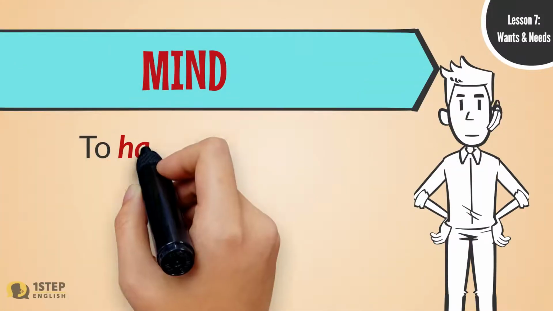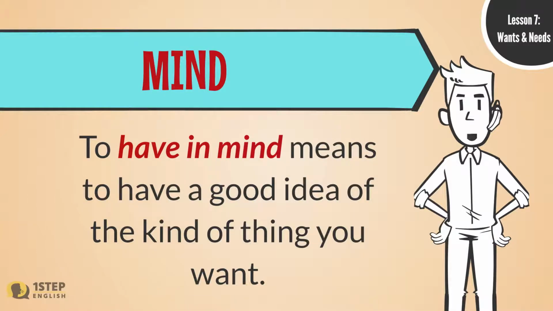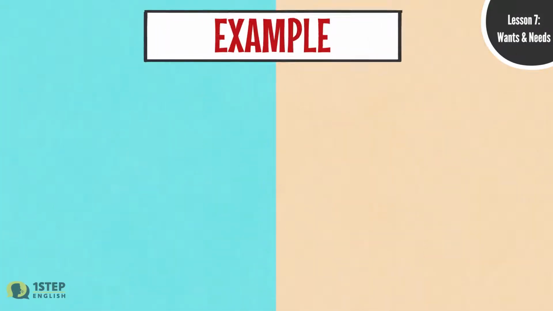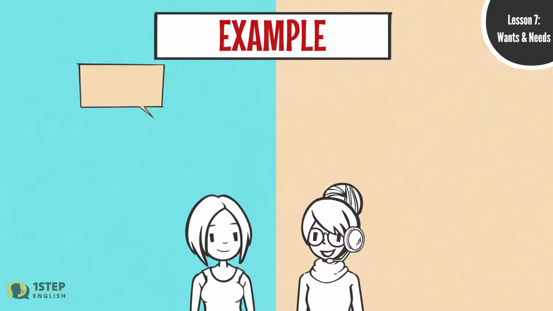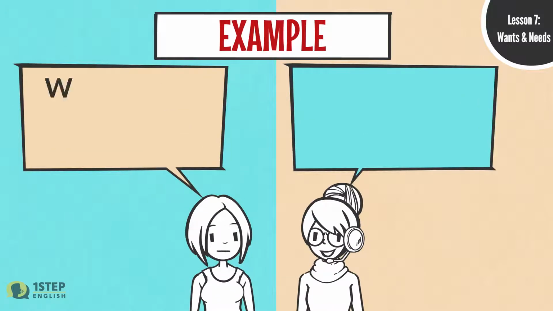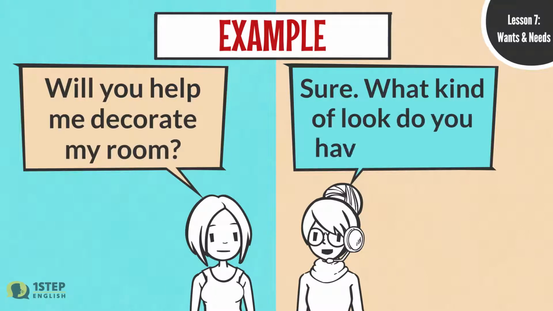Mind. To have in mind means to have a good idea of the kind of thing you want. For example, will you help me decorate my room? Sure. What kind of look do you have in mind?